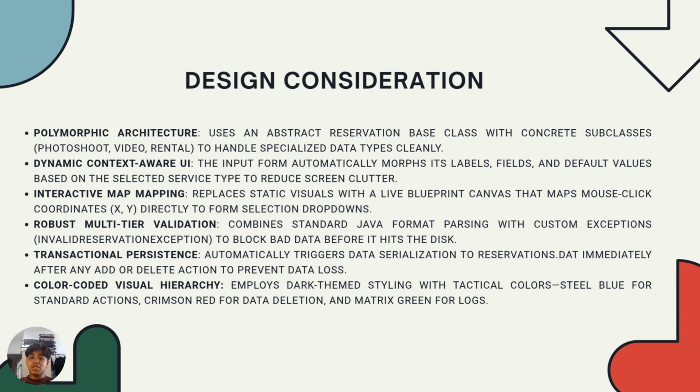To ensure the system is efficient, reliable, and user-friendly, we incorporated several important design considerations. First, we implemented a polymorphic architecture where different reservation types such as photo shoots, video recordings, and rental inherit from a common reservation class. This improves code organization and maintainability. Second, the system uses a dynamic context-aware user interface where form fields automatically change based on the selected service type, making the interface cleaner and easier to use.